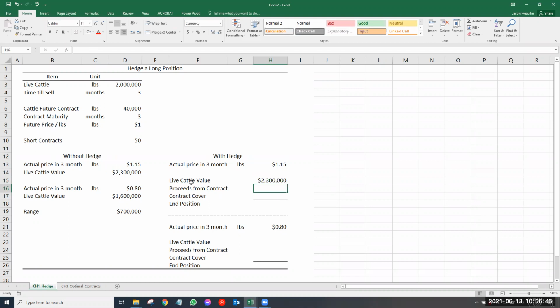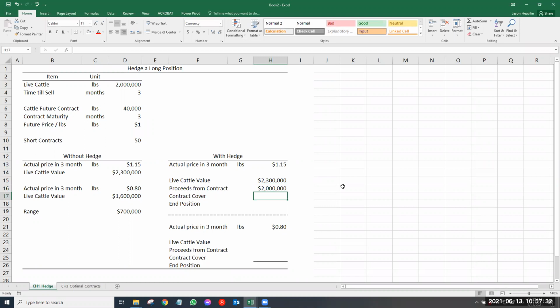Now, proceeds from the contract. What that means is how much money is going to come in from those contracts that you shorted. Because you're shorting the contract, it's like you're selling at $1 a pound because the contract is for $1. So we take the 50 contracts times the 40,000 pounds of each contract times the price you agreed to sell it at because you're shorting it. So $2 million is going to come in from you shorting the contracts. However, you have to deliver those pounds of meat, of beef, of cattle.